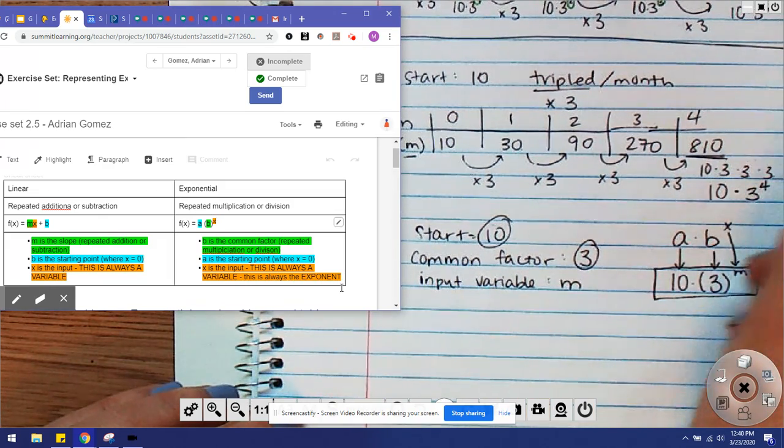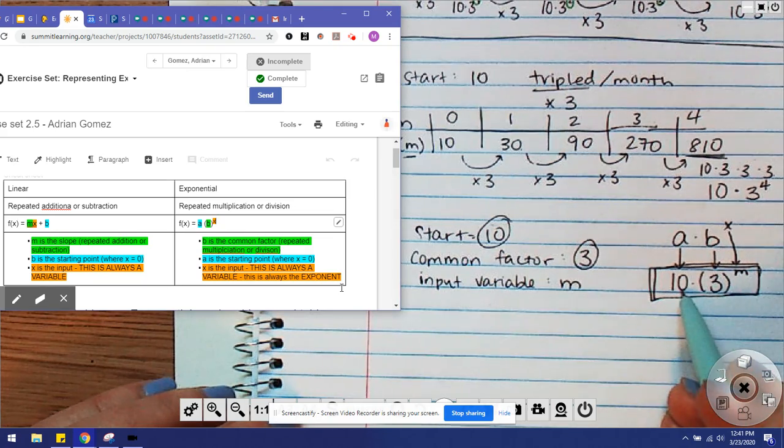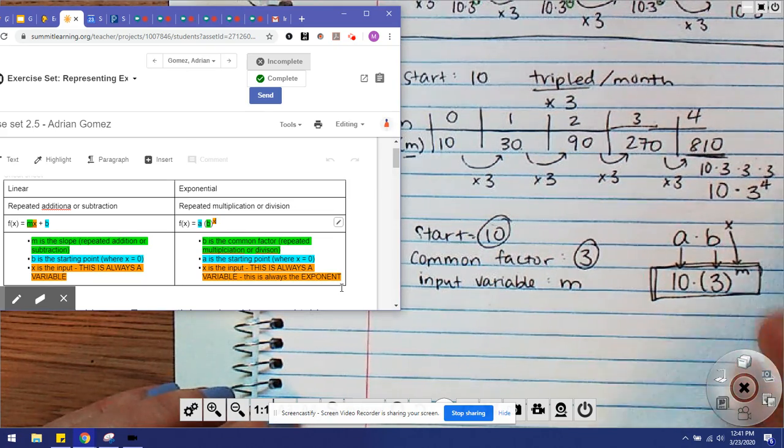So my final equation should look like this. 10 times 3 to the m.